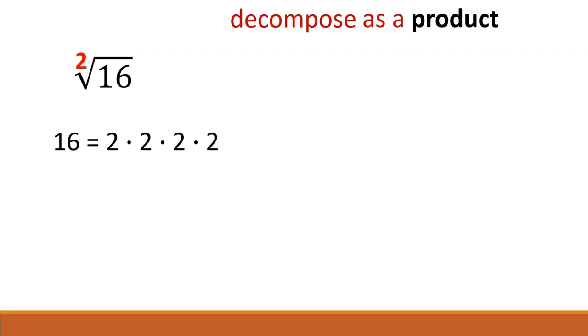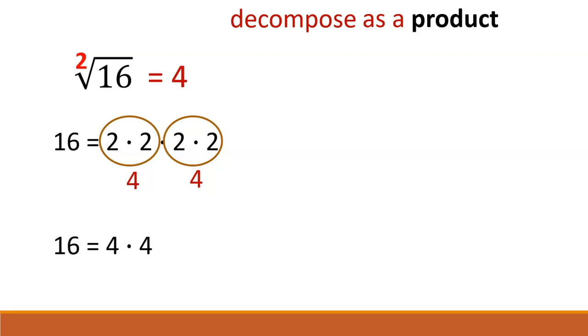That tells us that we need to take those 4 factors of 2 and divide them into 2 equal groups. Each group contains a product, 2 times 2, which is 4, which tells us that the square root of 16 is 4.